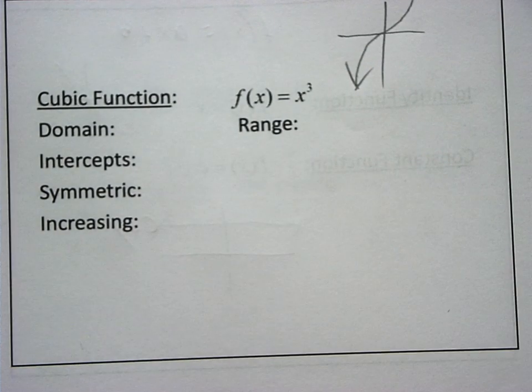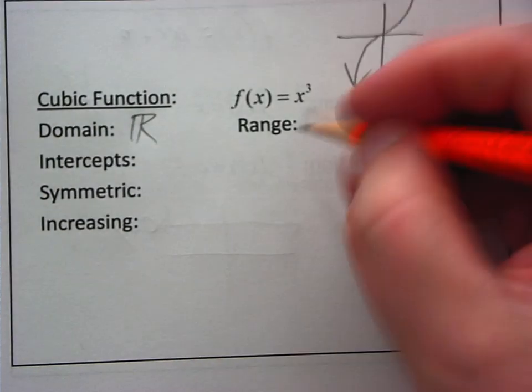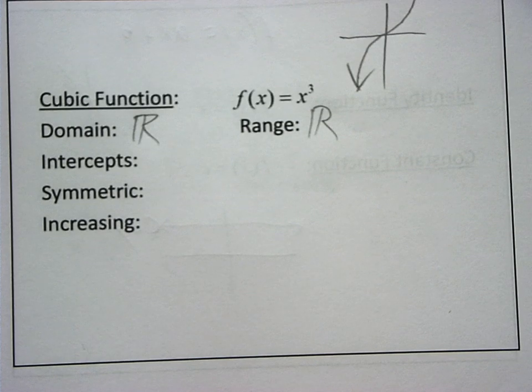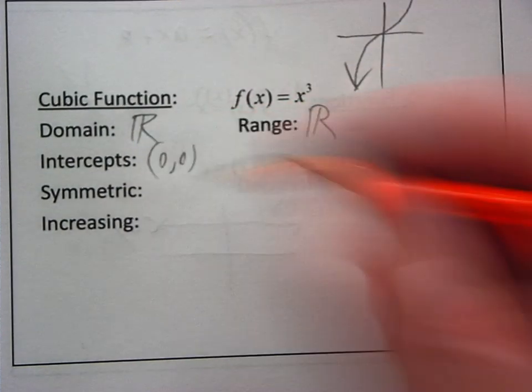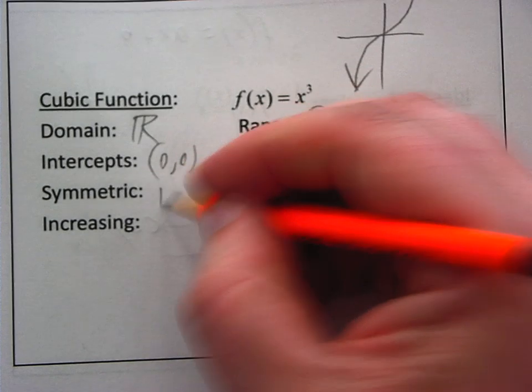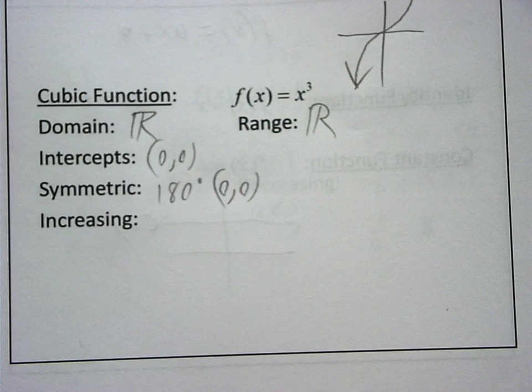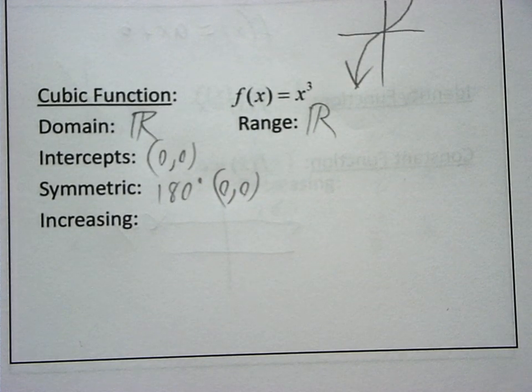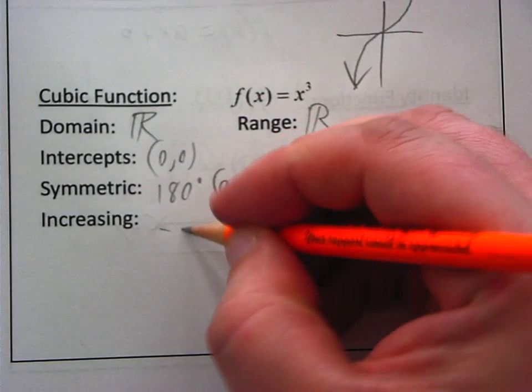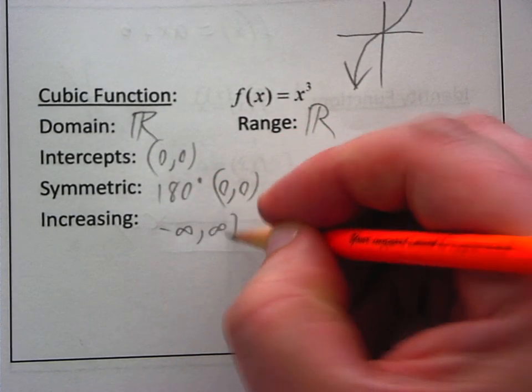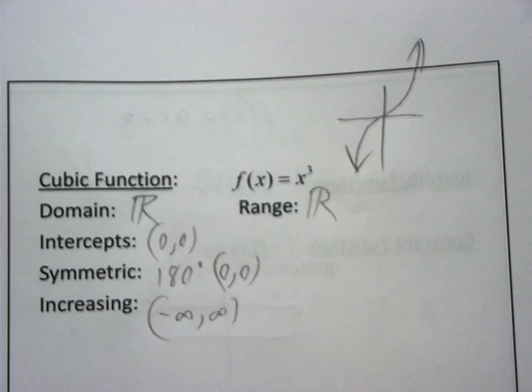What would the domain of this be? All reals. Range? All reals. Intercepts? The origin. Symmetries? Yeah, 180 degree rotational, so 180 degrees around the origin. And when's it increasing, from where to where? Negative infinity to infinity. This thing is always increasing if you look at it.